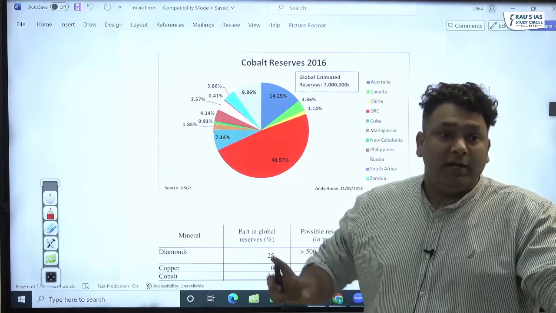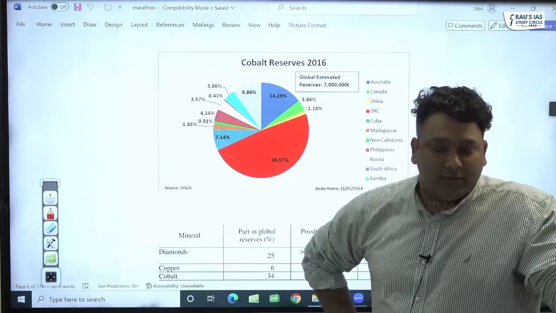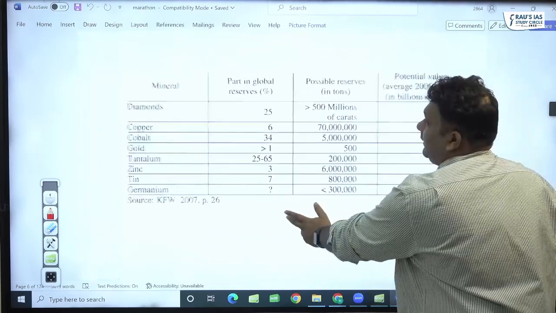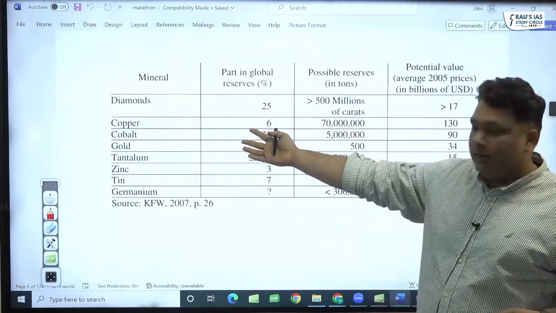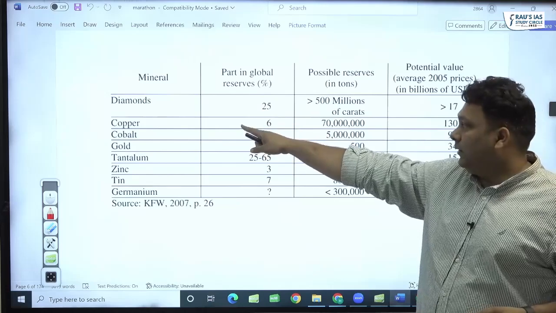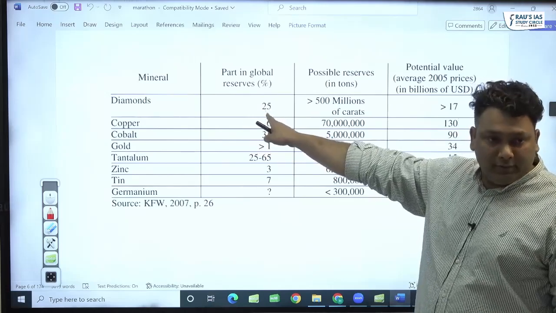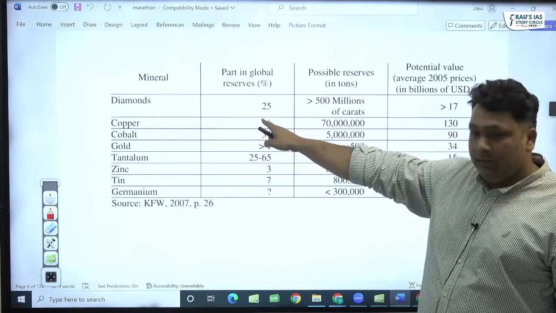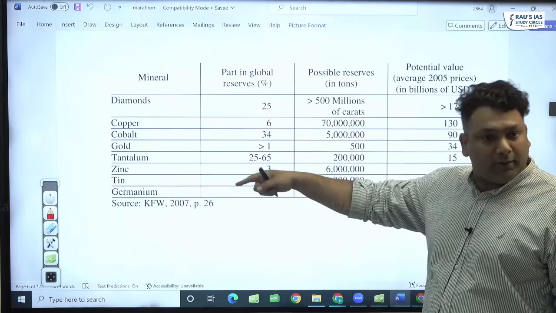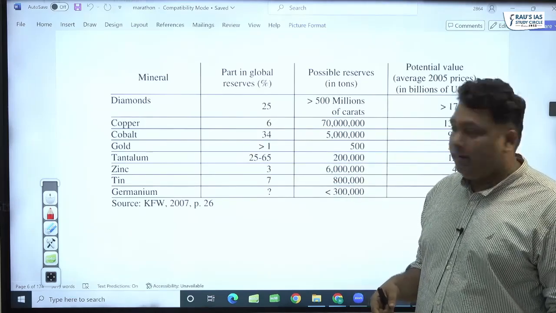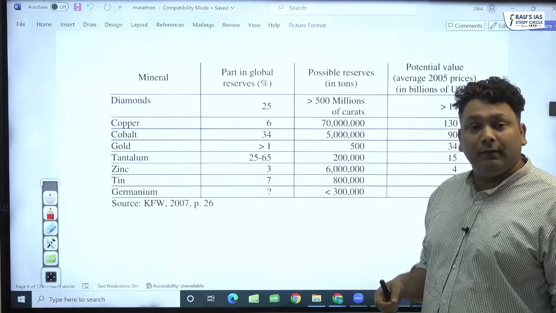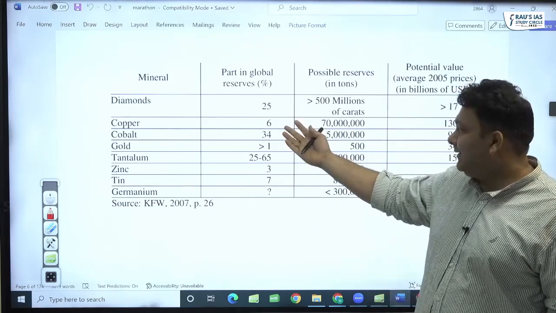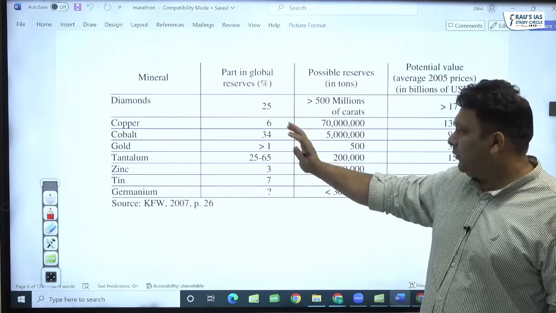Now DRC has almost 50% of the world's cobalt. You can write down other figures also, other important metals which DRC has. Diamonds, 25% of the world. DRC has 25% of the world's diamonds, ornamental diamonds, industrial 9. Copper 6% doesn't matter. Cobalt 50%. The figure is wrong here.